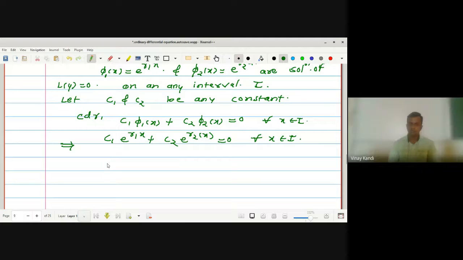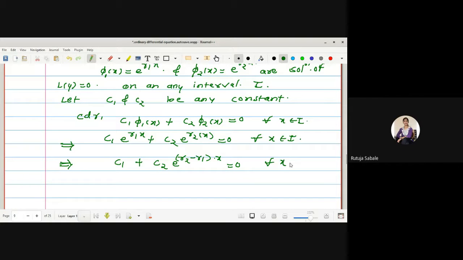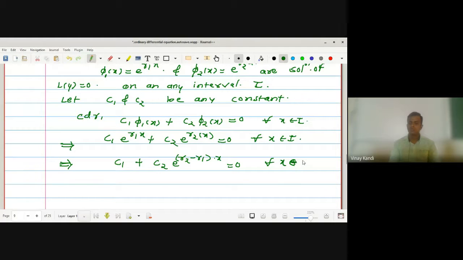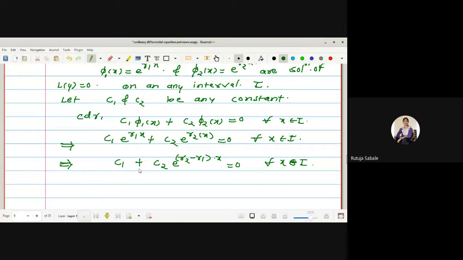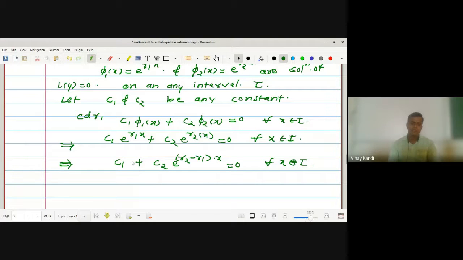Now multiply... which implies that c1 plus c2 into e raised to (r2 minus r1) into x is equal to 0. Do you understand how I wrote the statement? For all x belongs to I, multiply by e raised to minus r1 x, or divide by e raised to r1 x. Okay, any doubt up to here?